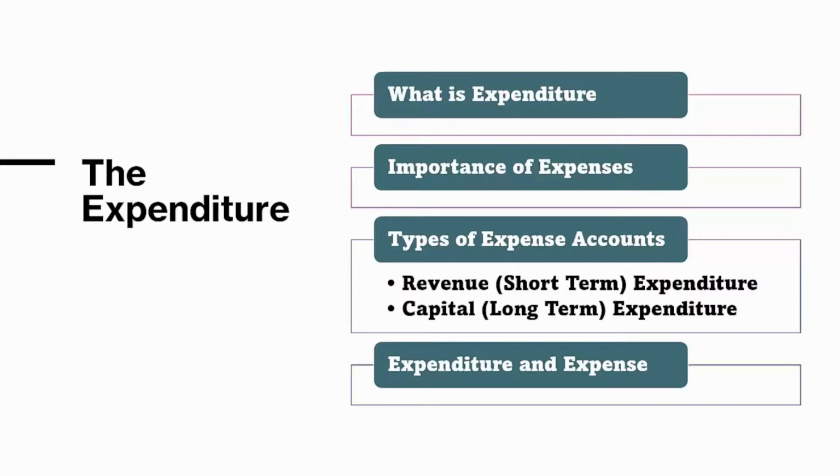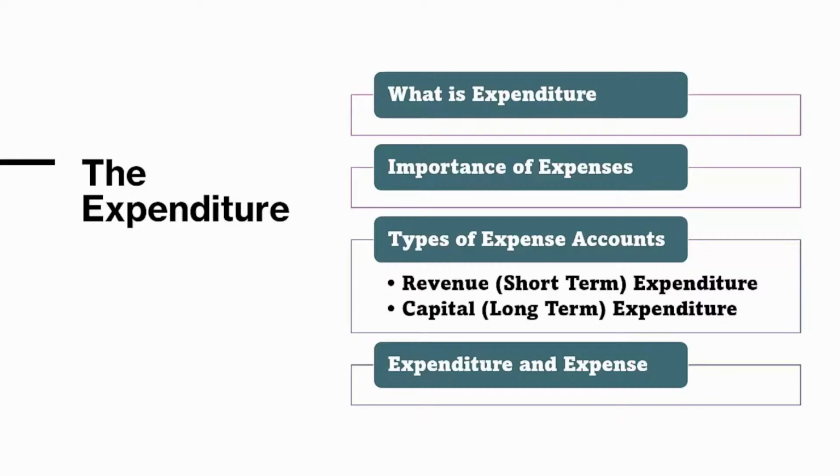3. Impact on financial statements. Expenses directly impact the business's profit and loss statement or income statement because they reduce the business's profit for that year. Capital expenditures are shown on the balance sheet as assets, and their cost is spread over many years through a process called depreciation, gradually writing off the asset's value.